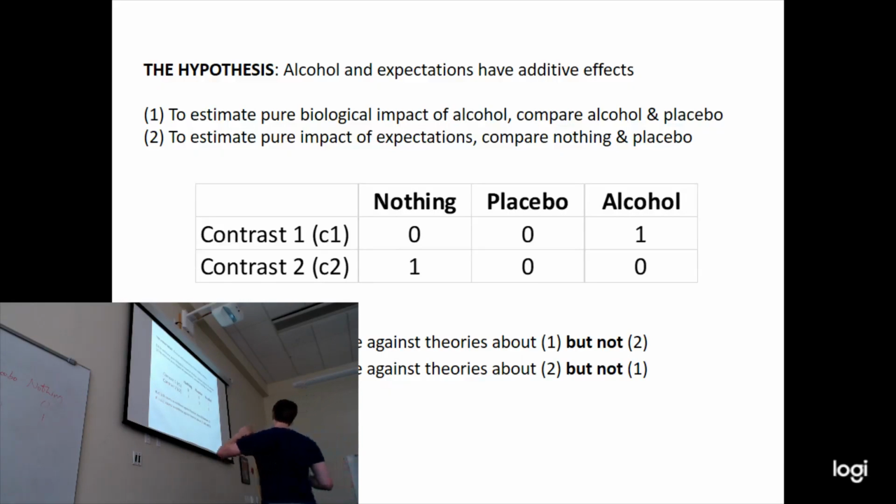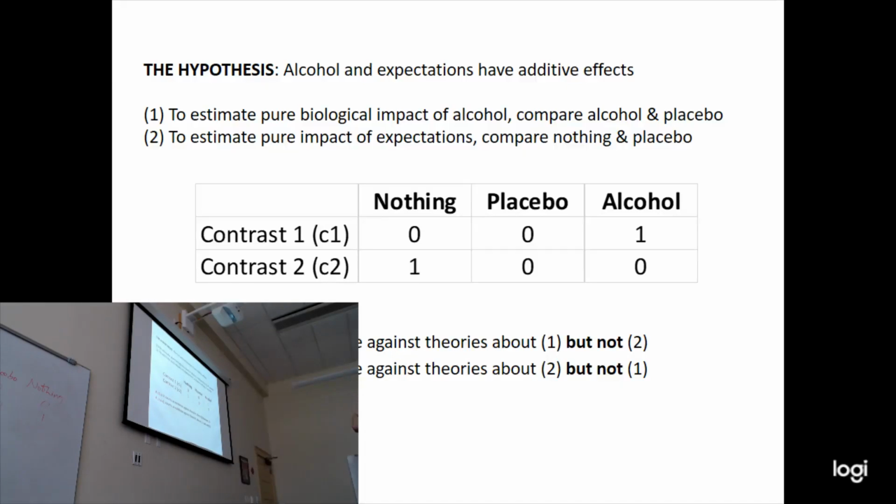So this is a case, and there are other cases like this, where even though you're interested in two quantities, if it is the case that, say, C1 is 0, that probably bears on theories about the physiological impact of alcohol, but not about the expectations that people bring in. Likewise, if C2 happens to be 0, that'll bear on theories about expectations, but not about the physiological impact of alcohol. Both of these can be true, both of these can be false, but the truth or falsehood of one versus the other get at independent questions.